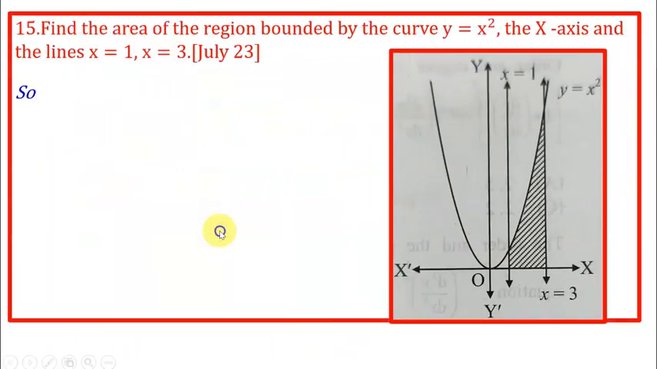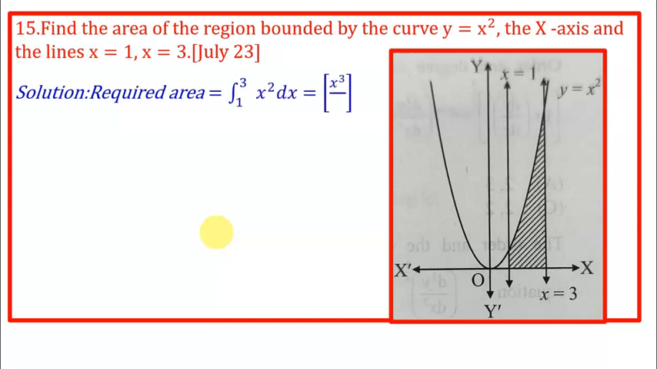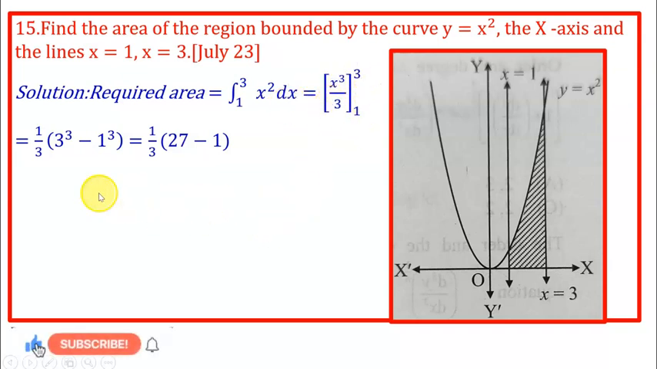Next, find the area of the region bounded by the curve y is equals to x square, x-axis, and the line x is equals to 1 and x is equals to 3. Okay, between these two lines. Now here the required area is equals to integral 1 to 3 x square dx. Now what is the integral of x square? It is x cube upon 3. Lower limit is 1, upper limit is 3, and replace here x by 3 first and then 1.